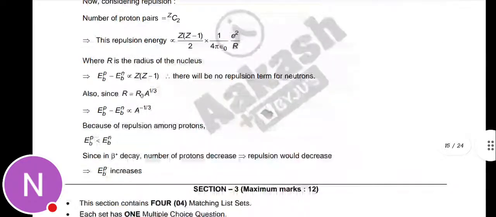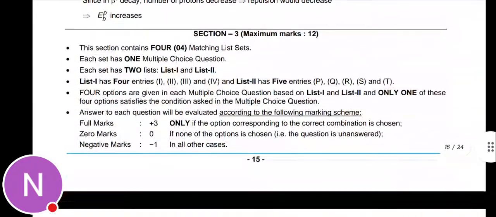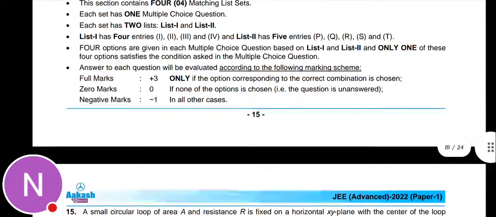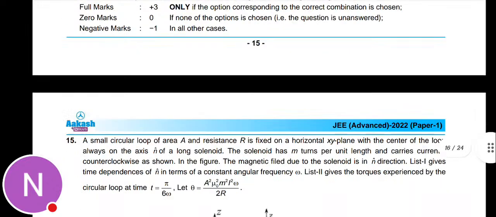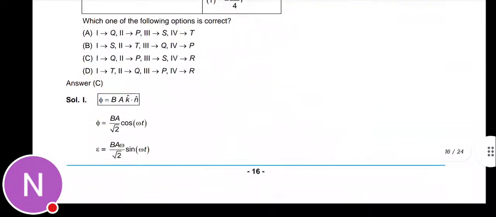Okay, now moving on to our next section, that is section 3. Here we have to answer. Section 3 has 4 matching list sets. Each set has one multiple choice question. Each set has 2 lists, that is list 1 and list 2. List 1 has 4 entities, so it is like a multiple choice question, and the correct answer will get 3 marks, 0 marks for no options, and negative mark of minus 1 in all other cases if the answer is wrong.